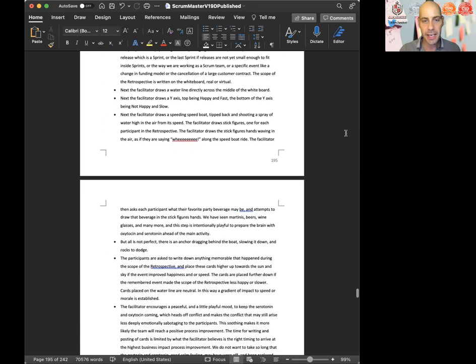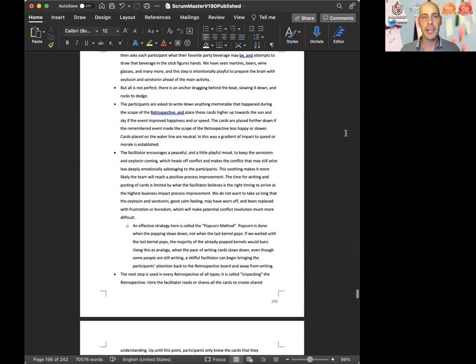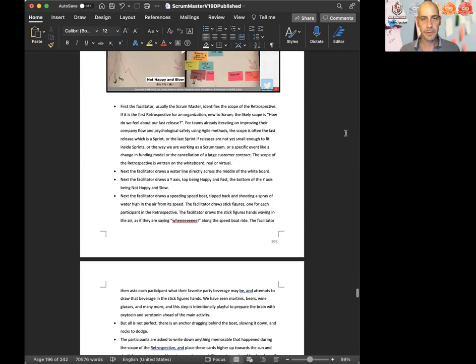The facilitator then asks each participant what their favorite party beverage may be, and attempts to draw that beverage in the stick figure's hand. We have seen martinis, beers, wine glasses, and many more. And this step is intentionally playful to prepare the brain with oxytocin and serotonin ahead of the main activity. But all is not perfect. There is an anchor dragging behind the boat, slowing it down, and rocks to dodge.